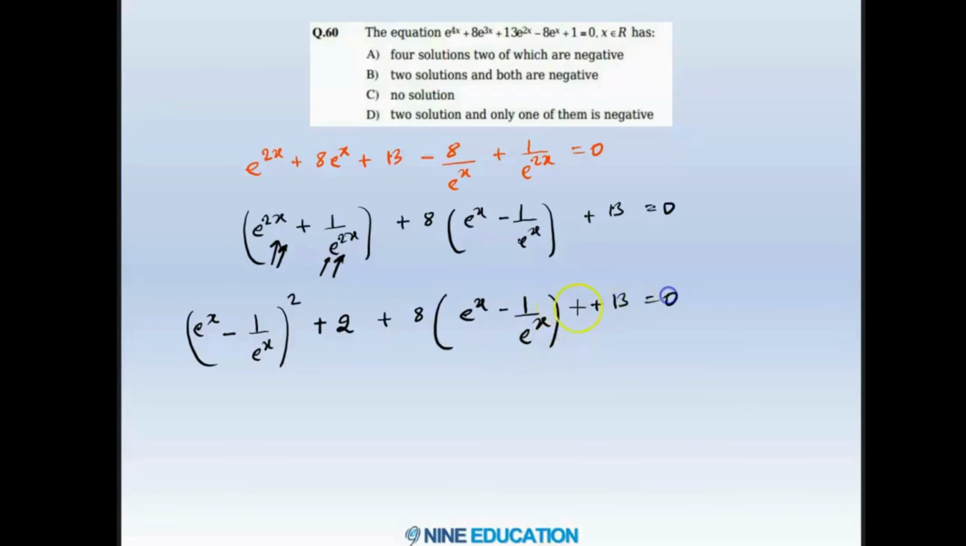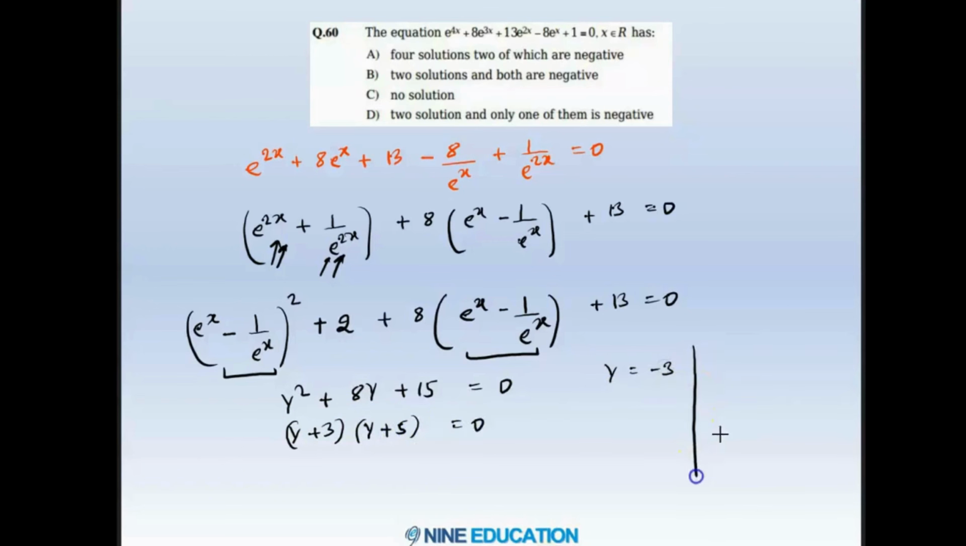Now in place of this e power x minus 1 by e power x, you can use some capital Y. So y square plus 8y, and 2 plus 13 will give us 15, that is equal to 0. Now this is easily factorizable. 5 and 3 together will give 8, and 5 into 3 will give 15. So I can write this as y square plus 5y plus 3y, and further after factorization I can write this as (y plus 3)(y plus 5) equal to 0. So basically we have got two answers, y is equal to minus 3 and y is equal to minus 5.